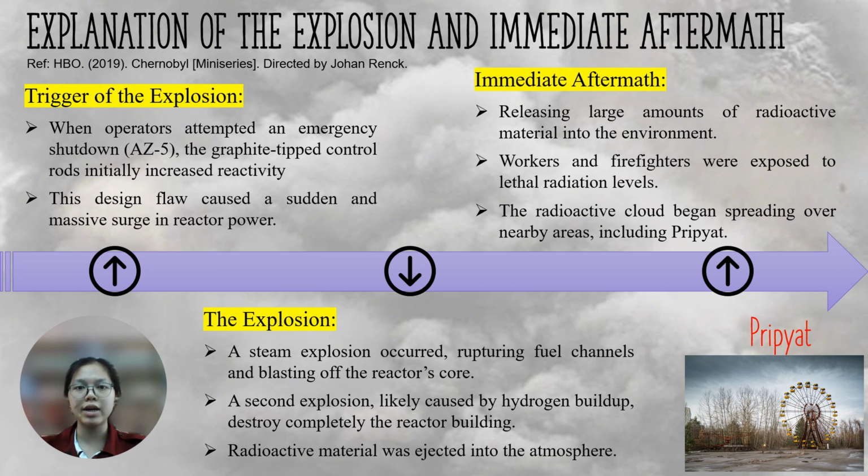Immediate aftermath: a large amount of radioactive material was released into the environment. Workers and firefighters were exposed to lethal radiation levels. The radioactive cloud began spreading over nearby areas, including Pripyat.